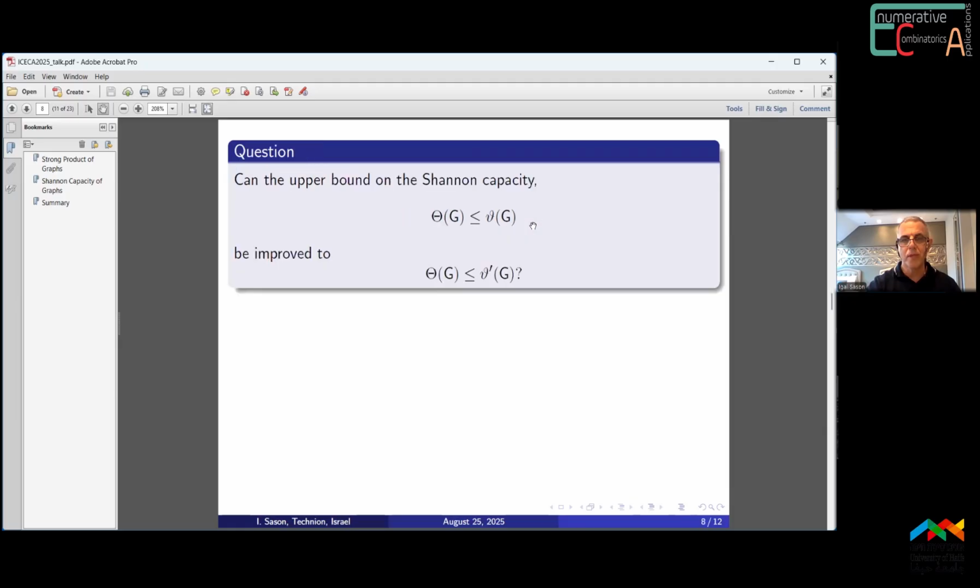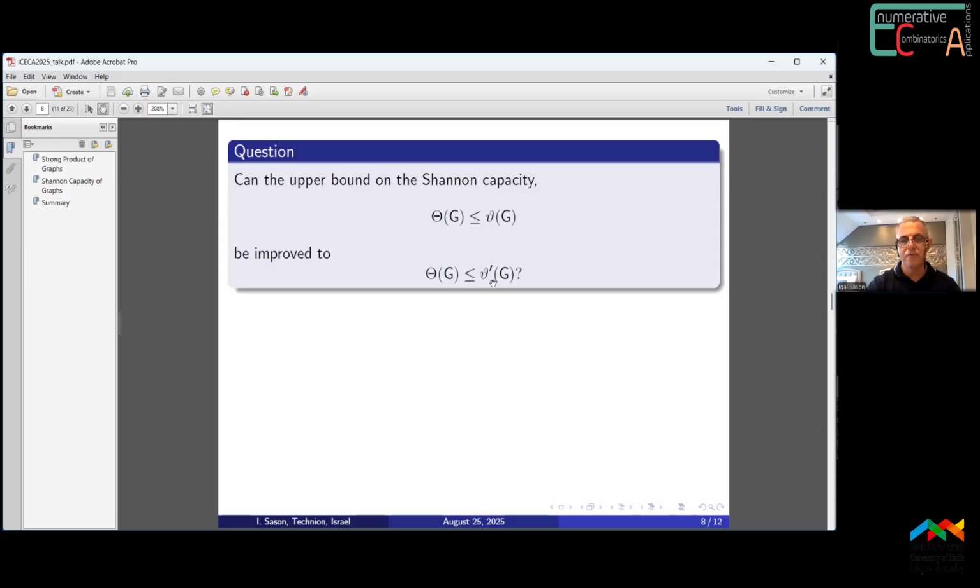Okay, so a question was posed in 1979: can Schrijver's theta function of a graph form an upper bound on the Shannon capacity? Maybe it could be a better bound than the Lovász theta function. And this was open since then.